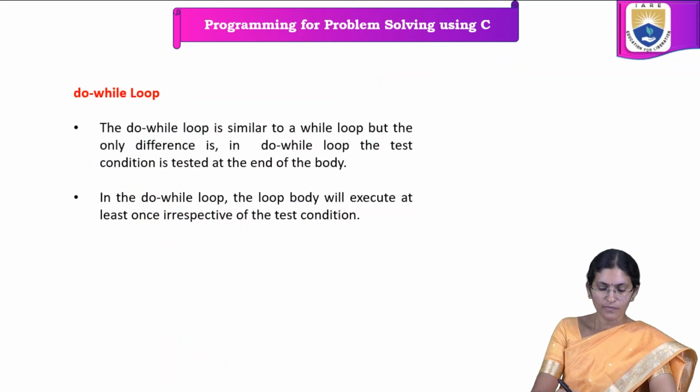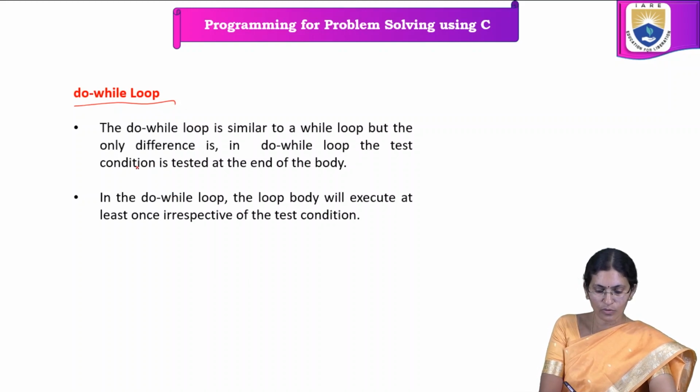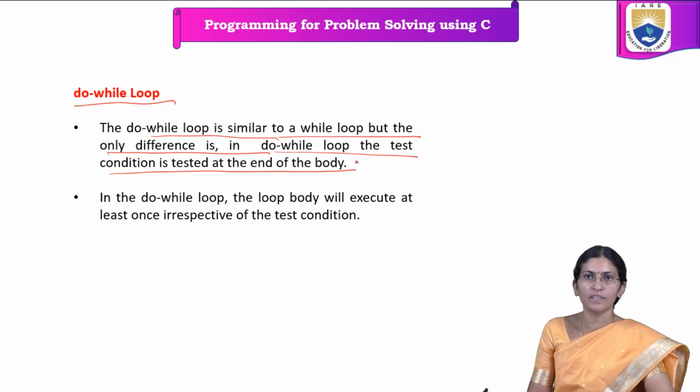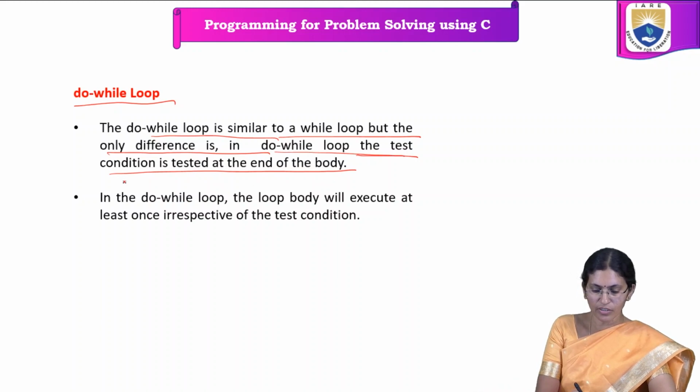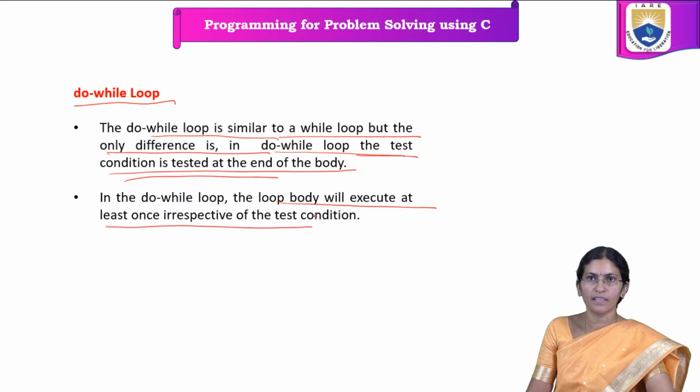Next one. That was all about for loop and while loop. Both are entry control loops. Next one is the do while loop. Now let us see the difference between while loop and do while loop. The do while loop is similar to the while loop, but the only difference is that in do while loop the test condition is tested at the end of the body. Once the statements are executed, after that the condition is checked. That's why the test condition is checked at the end of the body. So in a do while loop, the loop body will execute at least once irrespective of the test condition.